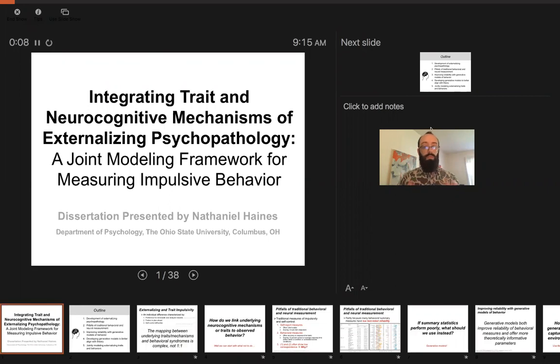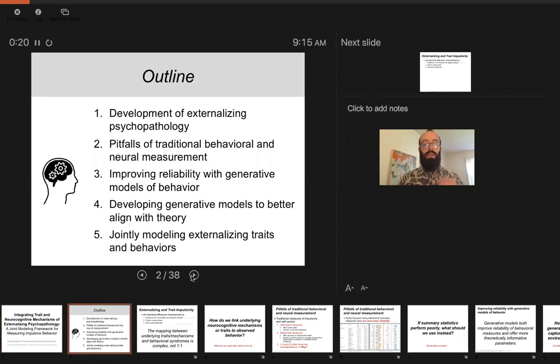I'm going to be presenting my dissertation on integrating trait and neurocognitive mechanisms of externalizing psychopathology, a joint modeling framework for measuring impulsive behavior. To begin, the rough outline for today is I'll talk about what externalizing psychopathology is and how it develops over time.